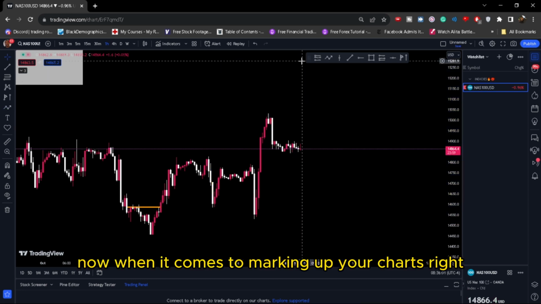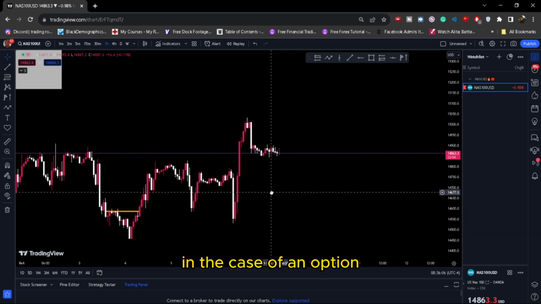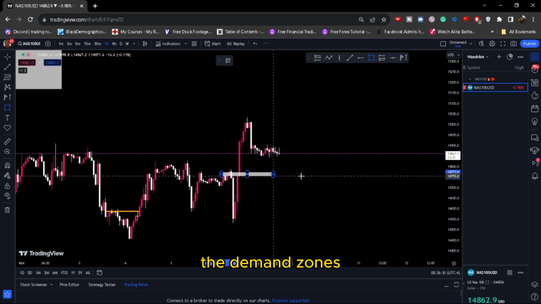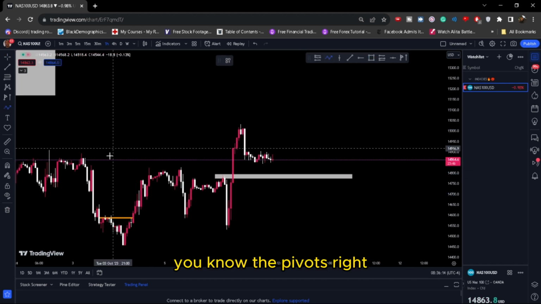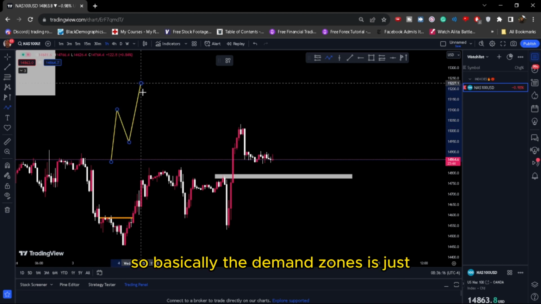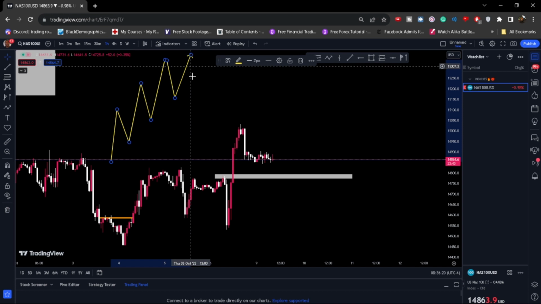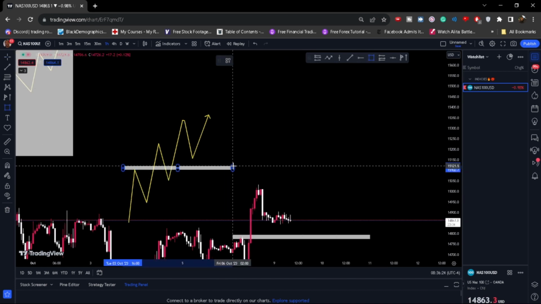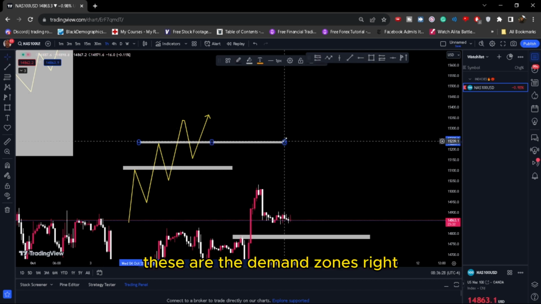Now, when it comes to marking up your charts, in the case of an uptrend, we're going to be marking up the demand zones. So these are the demand zones right here. The demand zones are basically the pivots. The demand zones are just these highs right here. These highs, these are the demand zones.